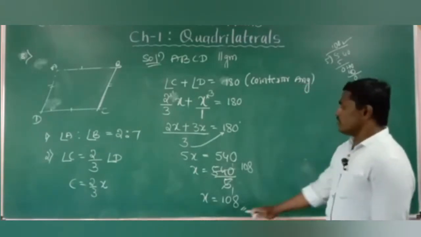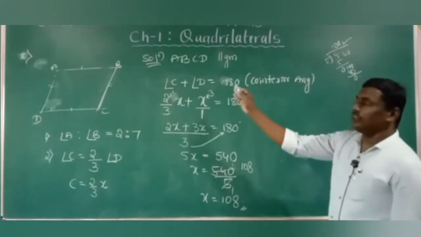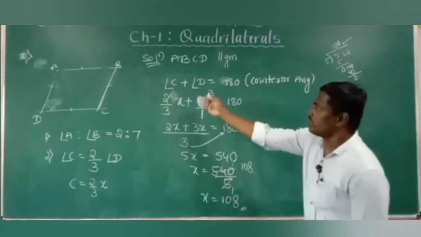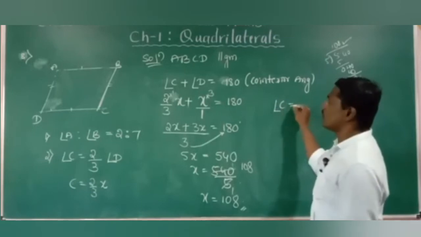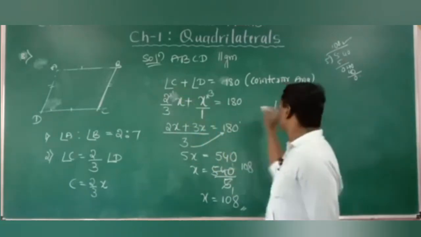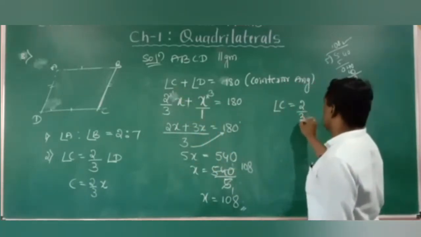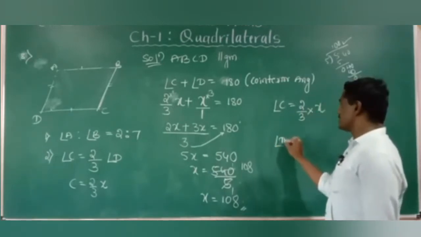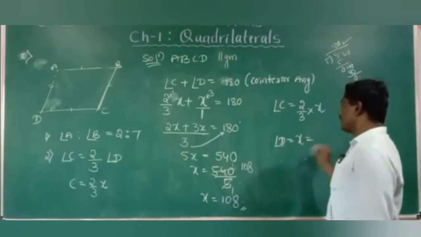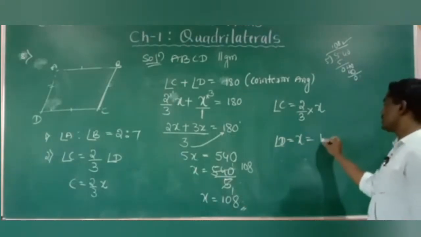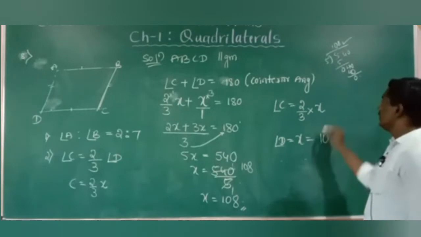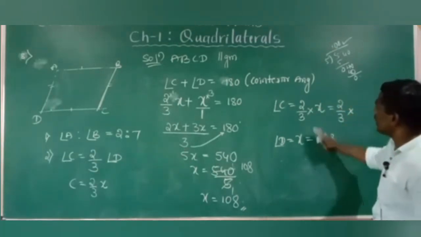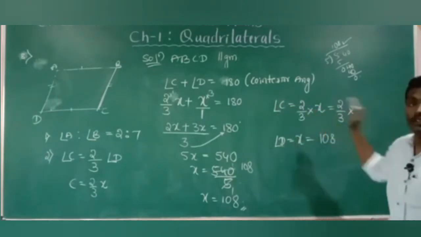Now x value is 108, means we need to find the individual angles. So how can we find the individual angles? Angle C is equal to 2/3 times of x, and angle D is equal to x. So angle D value is 108 and angle C value is 2/3 of x. Just substitute the x value in angle C.